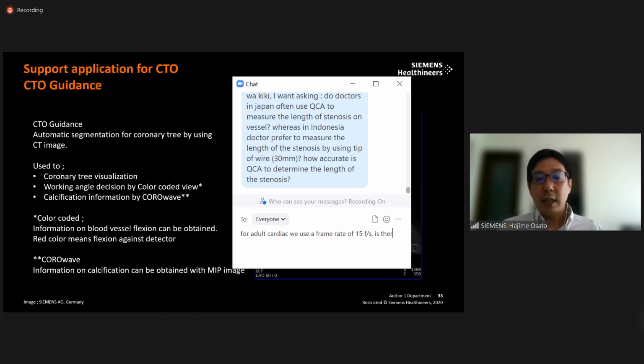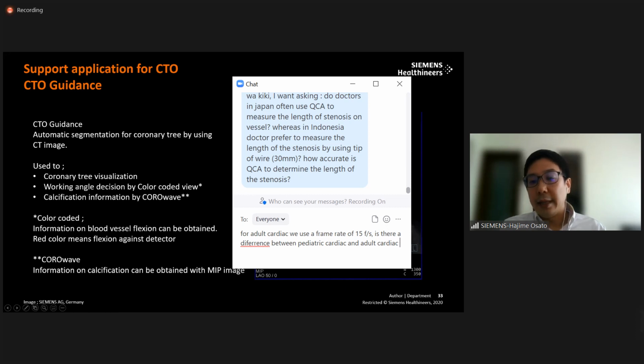All right. It means no flexion, so that's why the guide wire can easily progress. We can find the red color here, which means flexion here, but in this part we can find only green. So that's why there is no flexion, and the doctor can progress the guide wire along the line.